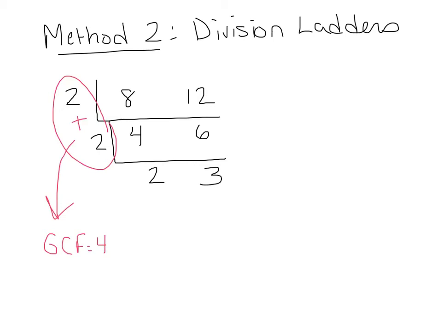Now I said you didn't necessarily need to use a prime number, because if outside 8 and 12, I notice that they're both divisible by 4 right away, I can just put the 4 outside, which leaves me with 2 and 3. 8 divided by 4 is 2, 12 divided by 4 is 3. There's nothing else in common between the 2 and the 3, therefore 4 is my GCF. So my GCF is the number on the outside here, on the left side, or what I get when I multiply the numbers. This, again, because of the division ladders, is probably my favorite way of solving for GCF.